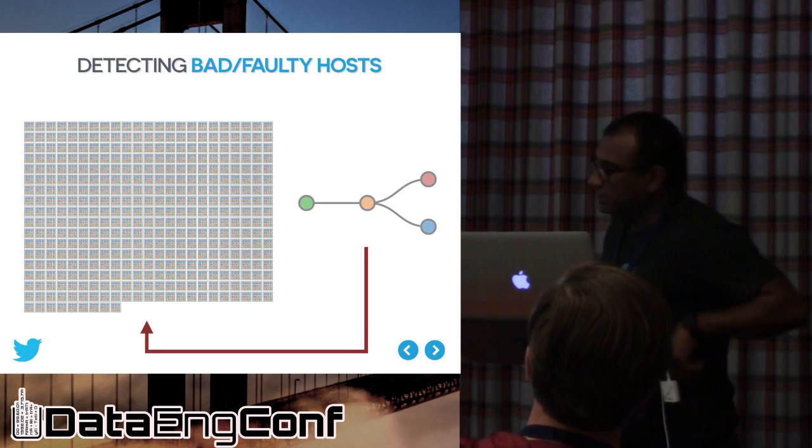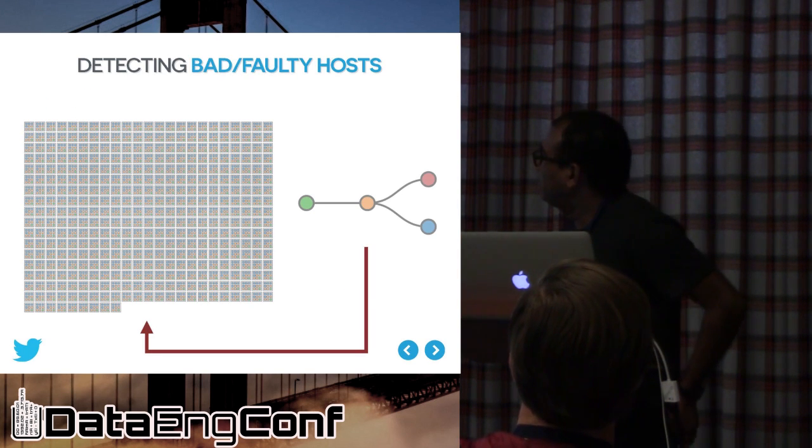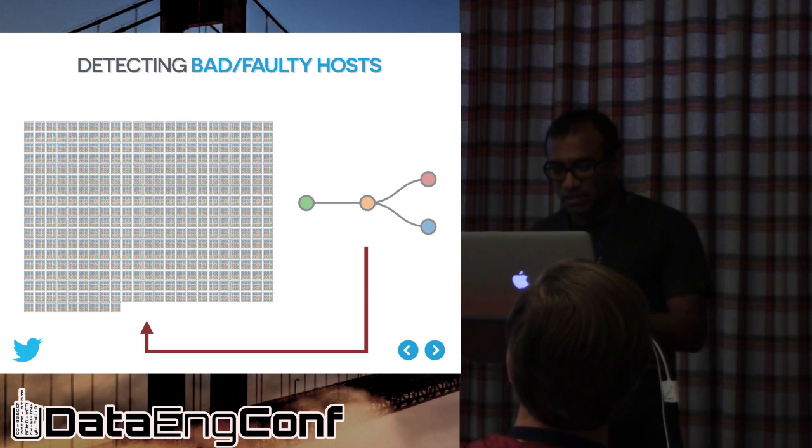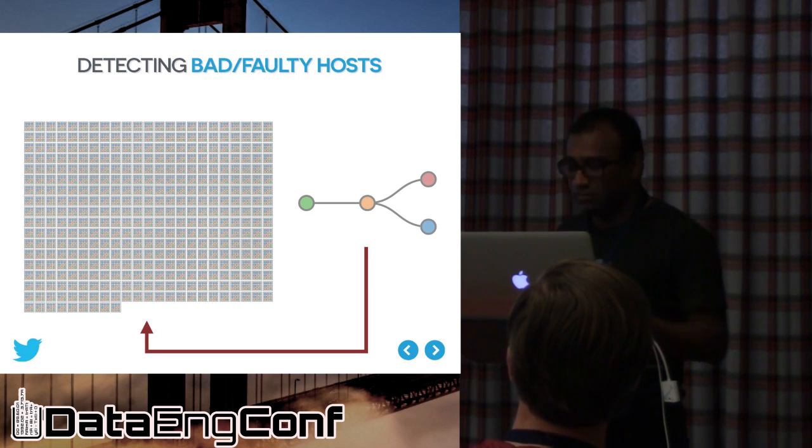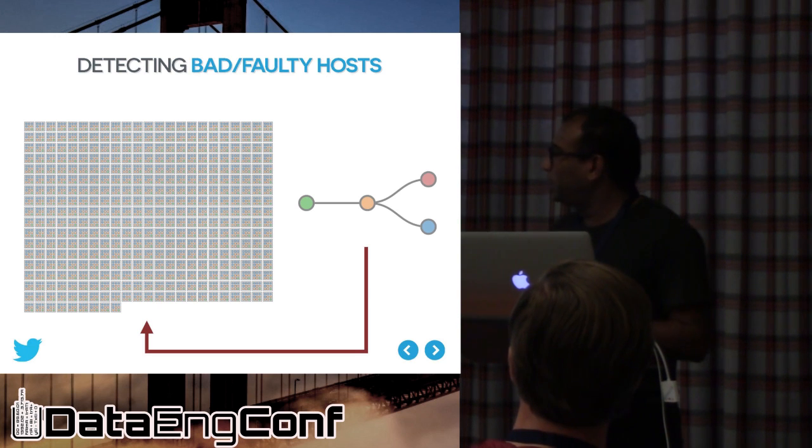So this is another big problem: detecting bad and faulty hosts. Today, our solution is pretty simple actually. You have this huge cluster of containers that are running. So in order to detect these faulty hosts, what do we do? We run another Heron topology, which gets the data from all of them.